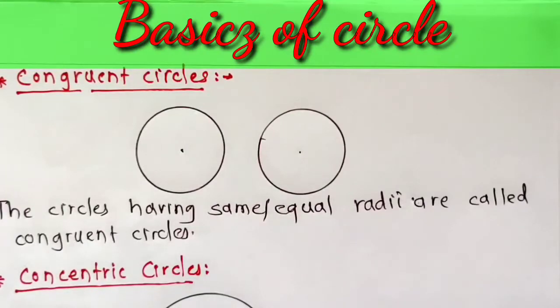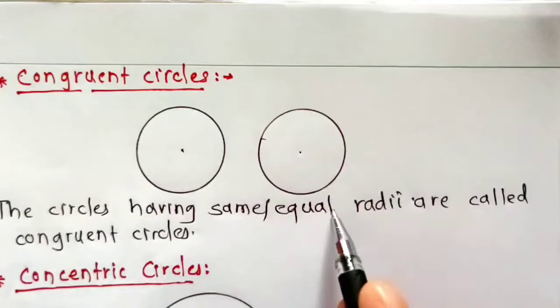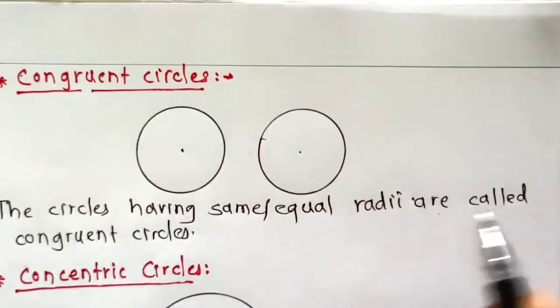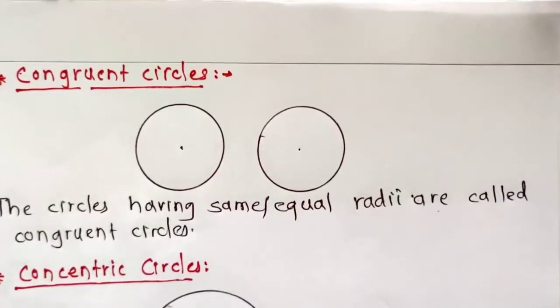The next concept is congruent circles. We can measure a circle by its radius; it is smaller or larger depending on the radius. The circles having the same or equal radii are called congruent circles. Means two circles are congruent when their radii are equal.